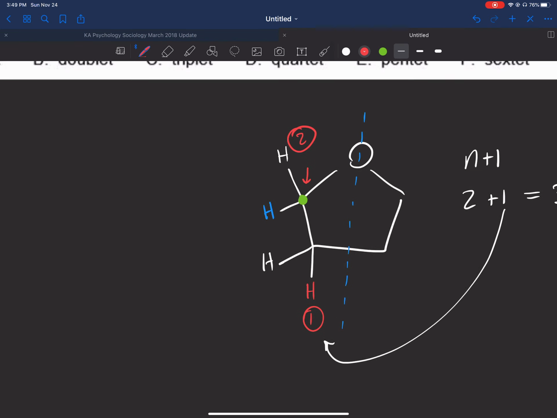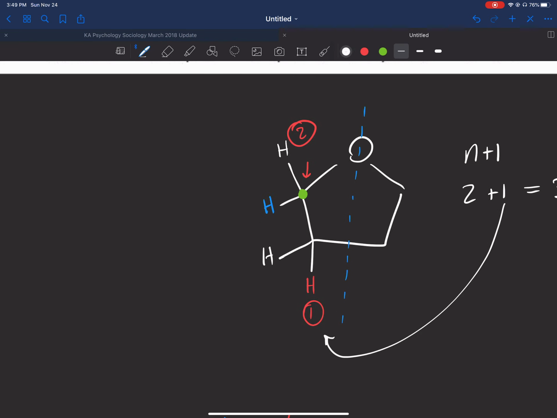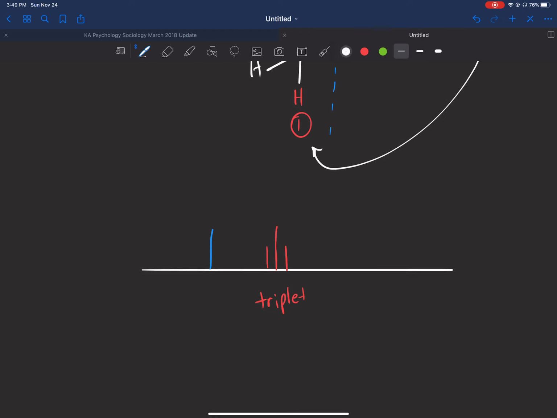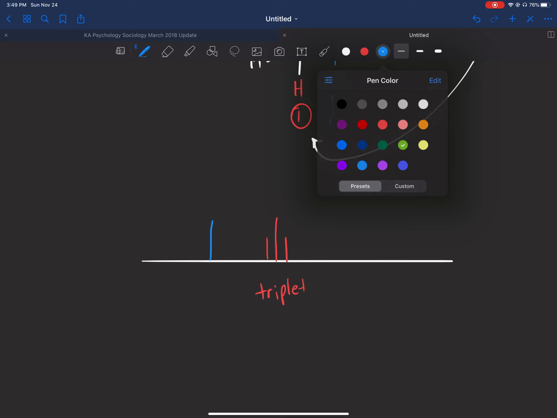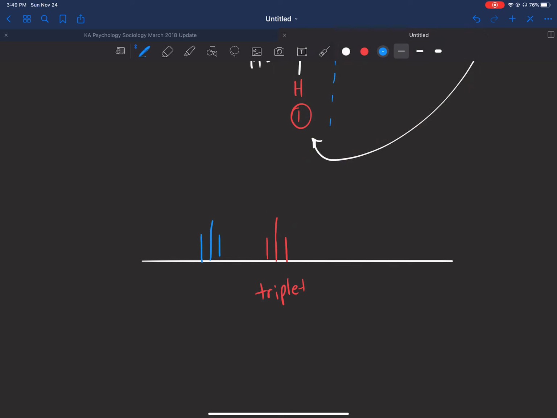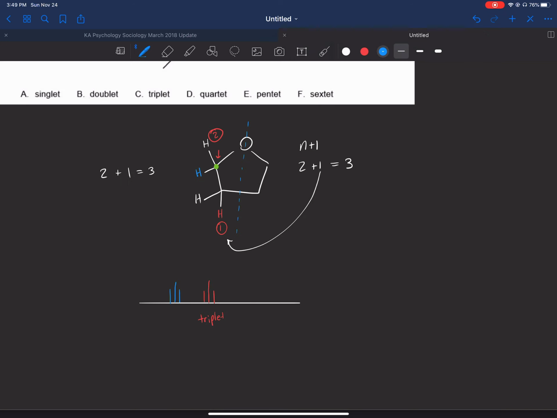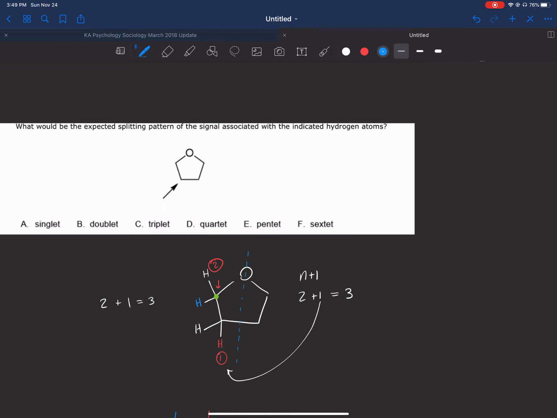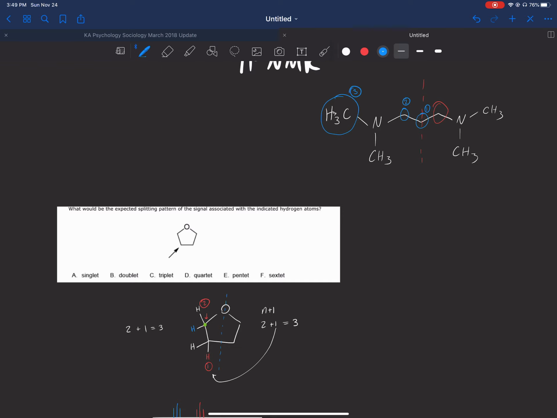Now, just for the sake of it, let's talk about this one right here. They didn't ask for it, but again, just for practice. So N+1 rule. We're looking at the adjacent hydrogens, 2 of them. So 2 for N plus the 1 equals 3. So the blue line is also going to be split. So we're going to get 2 triplets. So that's how H NMR splitting works, and we're going to get more into it later on. So that's one of the questions.